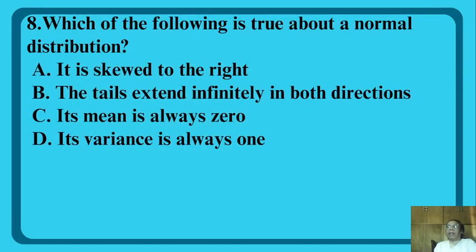MCQ number 8. Which of the following is true about a normal distribution? Letter A. It is skewed to the right. Letter B. The tails extend infinitely in both directions. Letter C. The mean is always 0. Letter D. The variance is always 1.